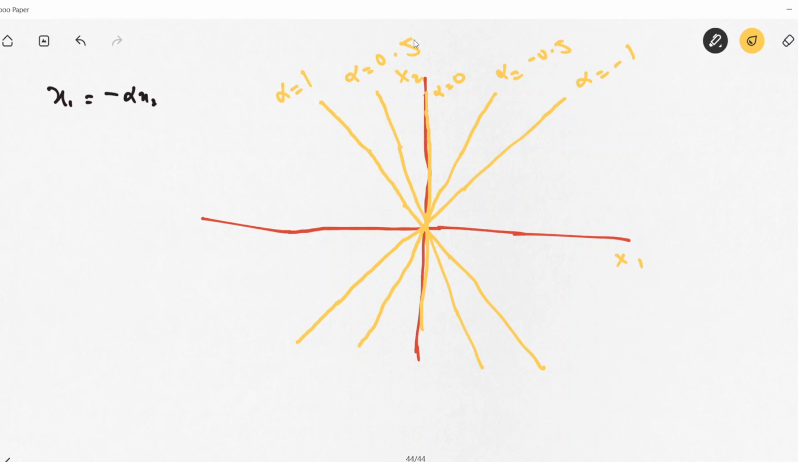So these are the straight lines whose slope is equal to alpha. So these actually represent the equations of those tangents.